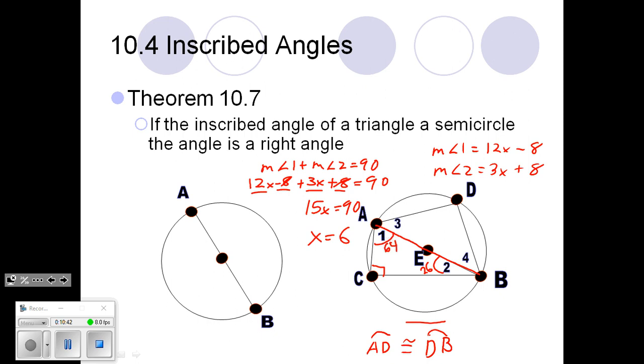And then down here in the bottom, it says arc AD is congruent to arc DB. So this arc is congruent to this one. Well, again, angle 3 intercepts this arc, and angle 4 intercepts this arc. So therefore, those two angles are congruent to each other because their arcs are congruent.